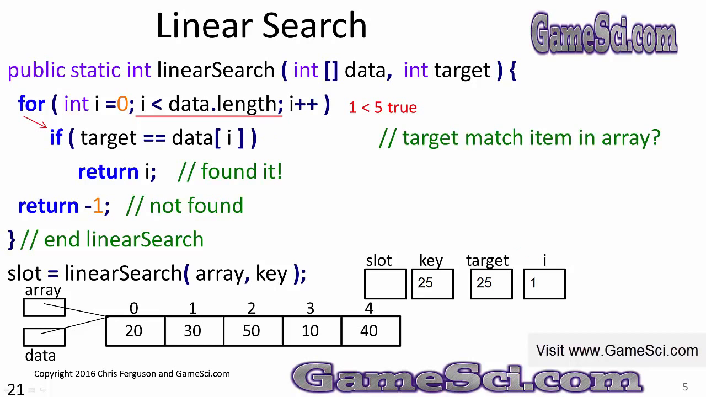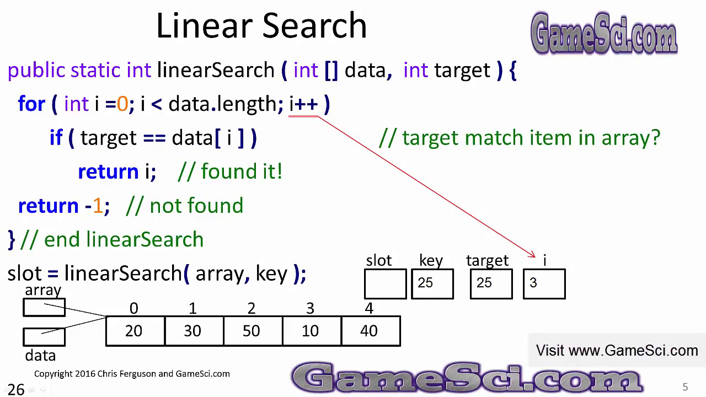1 less than 5 is a true statement. As a true statement, it will execute the body of the loop and ask is target 25 equal to data subscript i, which is now 30. That is still a false statement, so it's going to loop back up and execute the for loop again. i++ goes to 2. 2 less than 5 is a true statement. It's time to go inside the loop and execute the if. Target, which is 25, does that match data subscript i, which is 50? That is a false statement. As a false statement, we're going to loop back up on the for loop again.